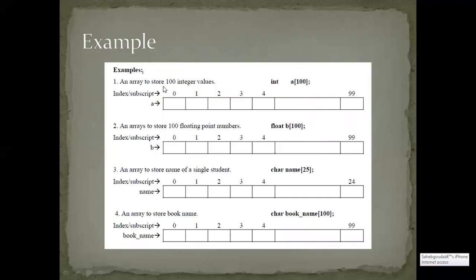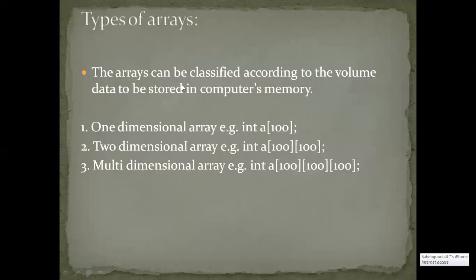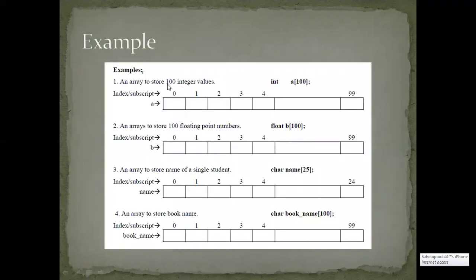Just look at this example, so your doubts will be clear. In the first example, an array to store 100 integer values. How can we define that? int a[100]; ending with a semicolon. This is how you can show it in the computer's continuous memory locations. Here the index, which we can also call a subscript, is 0, 1, 2, 3, 4 up to 99. Why 99? Because we have taken 100 here, and as I told you, the array index value always starts with 0. That is why we have taken 0 to 99.